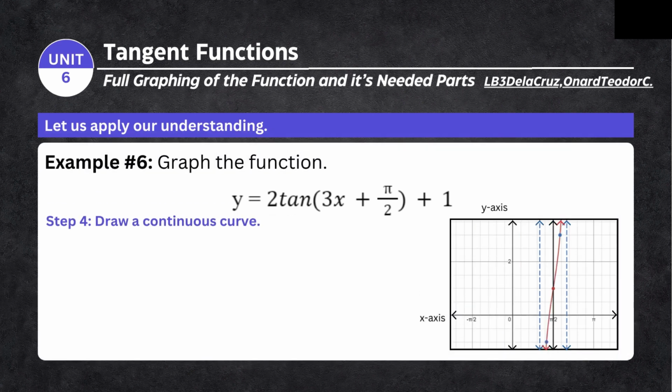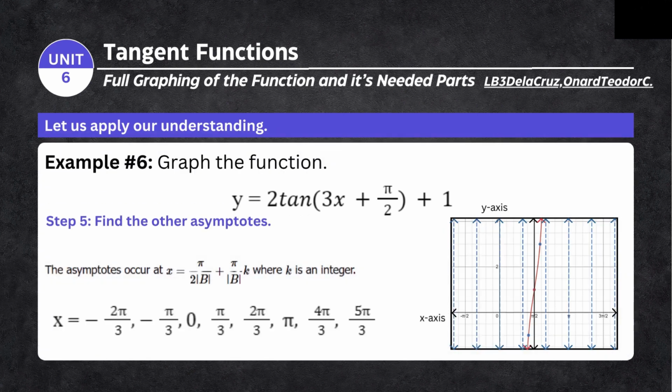Step 4 is to simply draw the resulting continuous curve. Step 5, find the other asymptotes. The asymptotes occur at x is equal to negative pi over 2 times the absolute value of b, plus pi over the absolute value of b times k, where k is an integer. The resulting asymptotes that I found were x is equal to negative 2 pi over 3, negative pi over 3, 0, pi over 3, 2 pi over 3, pi, 4 pi over 3, and 5 pi over 3.